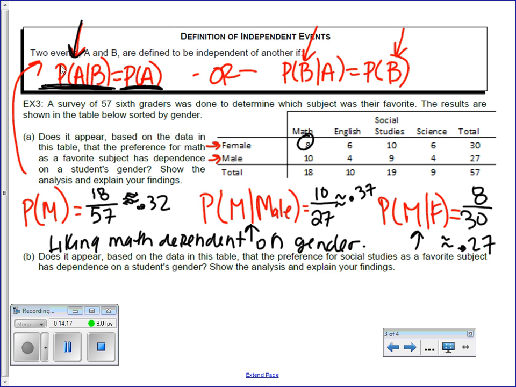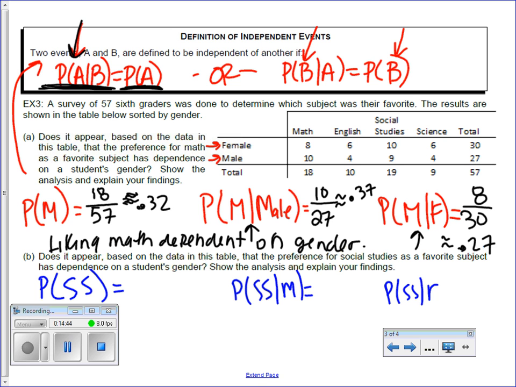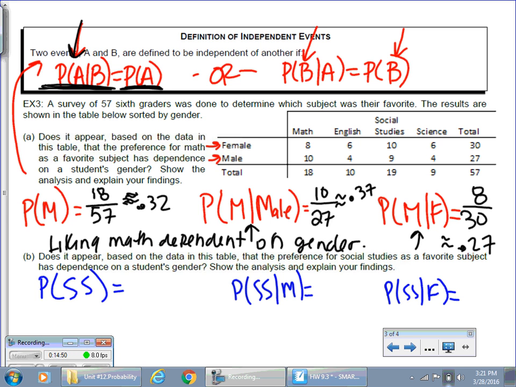Okay, very last question we're going to do together. Does it appear, based on the data in this table, that the preference for social studies as a favorite subject has dependence on the student's gender? So basically the same as the first question, but now we're looking at social studies. Okay, so let's go through this. So I know I need three different things. I need the probability of liking social studies, the probability of liking social studies given I'm a male, probability of liking social studies given I am a female. And if any of them are the same, that will tell me that there's some independence. If any of them are different, that's dependence.